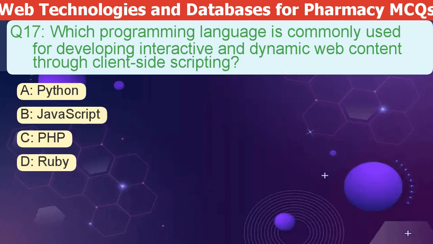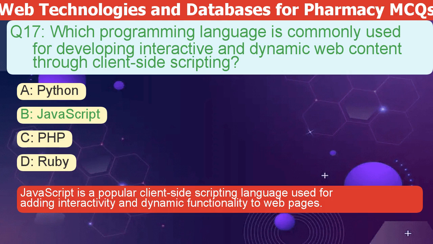Which programming language is commonly used for developing interactive and dynamic web content through client-side scripting? A. Python. B. JavaScript. C. PHP. D. Ruby. The correct answer is B. JavaScript is a popular client-side scripting language used for adding interactivity and dynamic functionality to web pages.